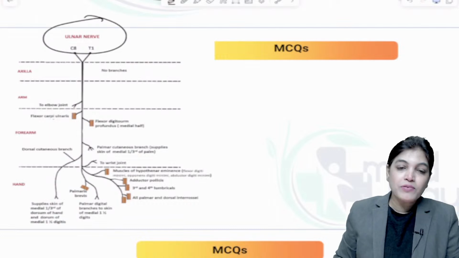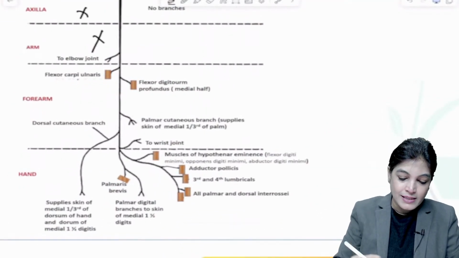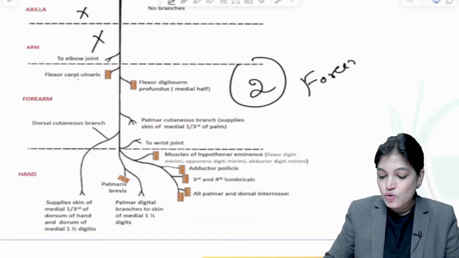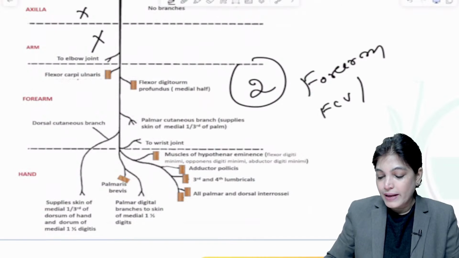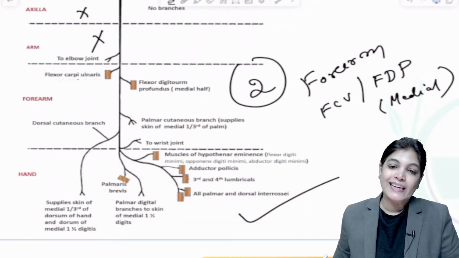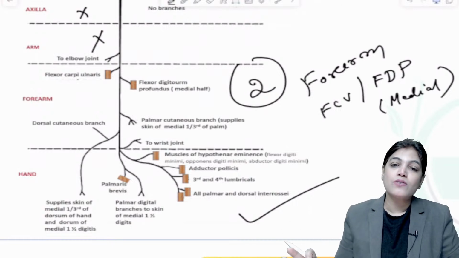Ulnar nerve is formed from the root value of C8 and T1. It is not giving any muscles innervating in axilla and arm. It is innervating 2 muscles in the forearm. What are these 2 muscles? FCU and FDP medial part, and it is basically giving innervation to many intrinsic muscles of the hand, except lateral two lumbricals and the muscles of thenar region.